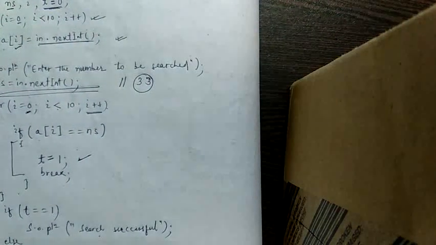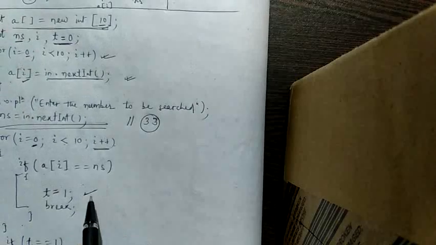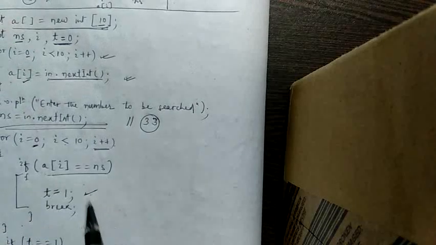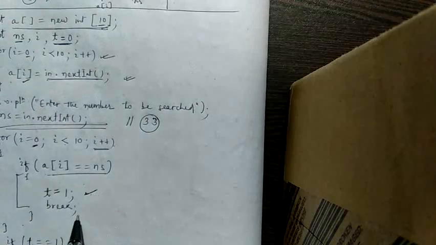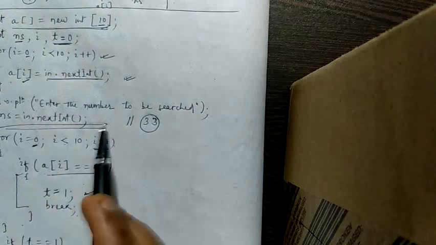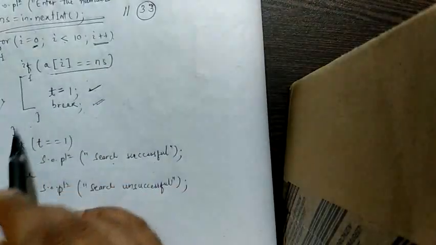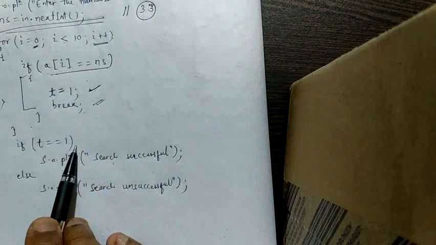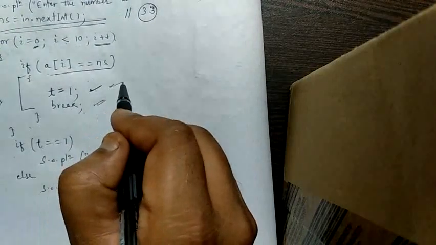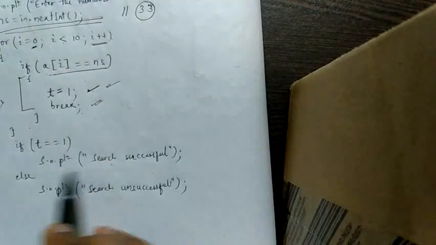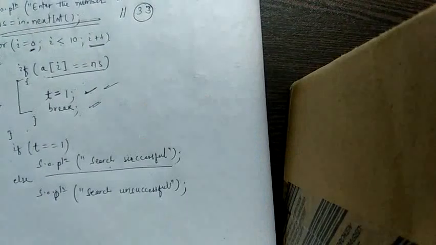Similarly, when this number is found, t becomes 1 and it will break the loop. If the number is found here only, why should I search the remaining part? That's why I have applied break over here. So now when it comes out of the loop, it will check whether t is 1. Yes, we have got the number, so t is 1. So it will print search successful.